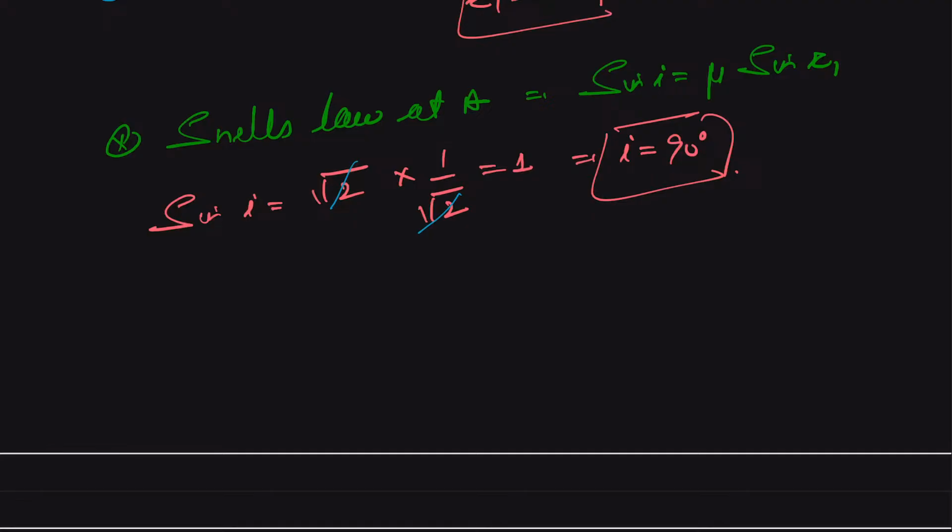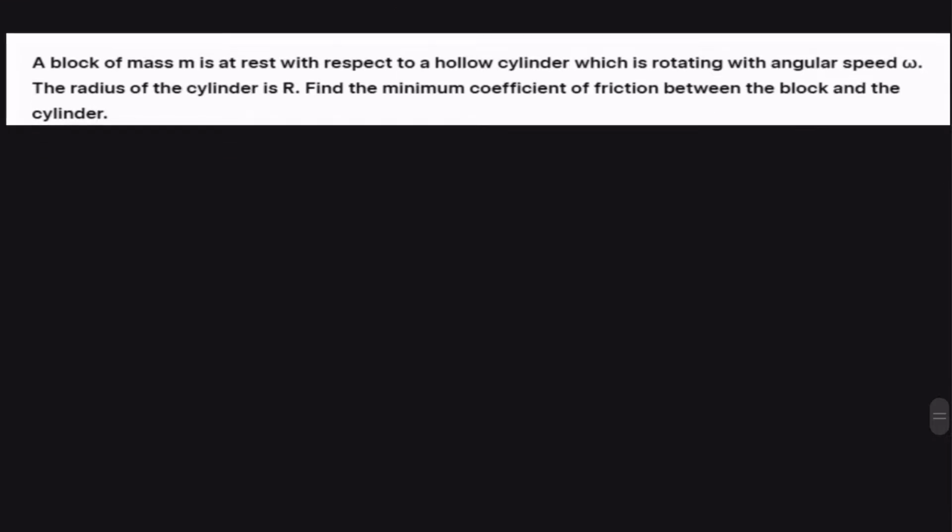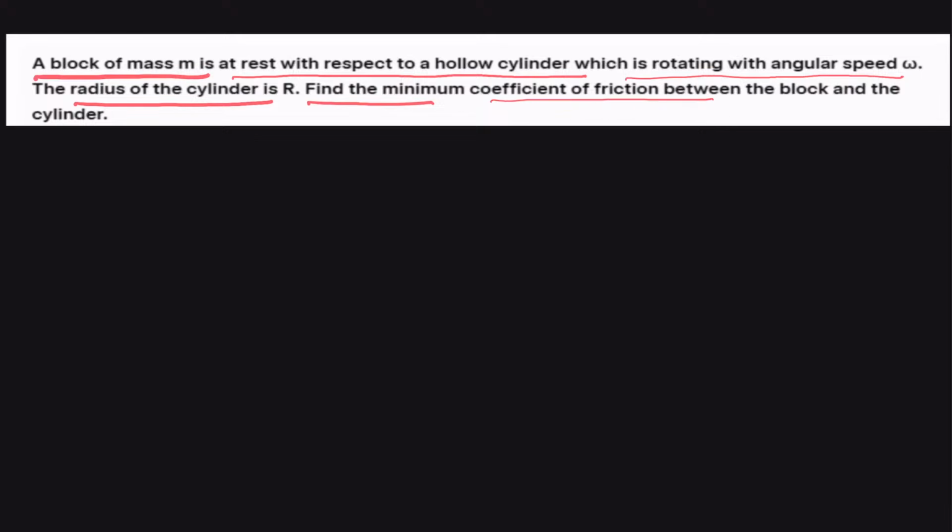Next question. It states that a block of mass m is at rest with respect to a hollow cylinder which is rotating with angular speed omega. The radius of the cylinder is r. Find the minimum coefficient of friction between the block and the cylinder.